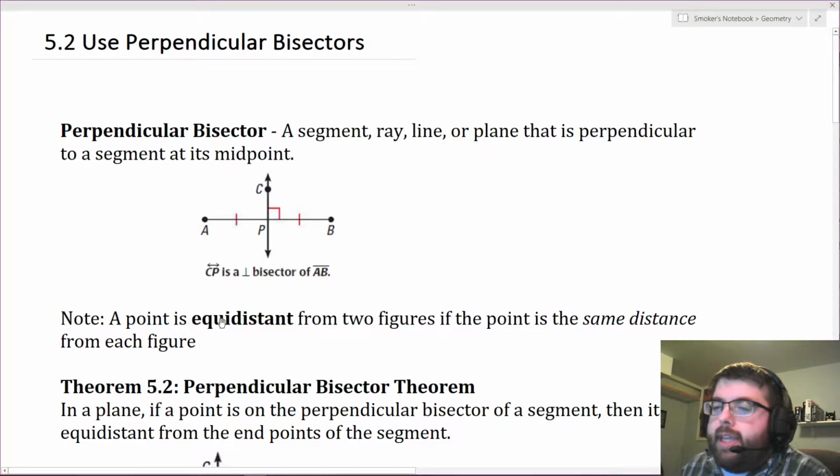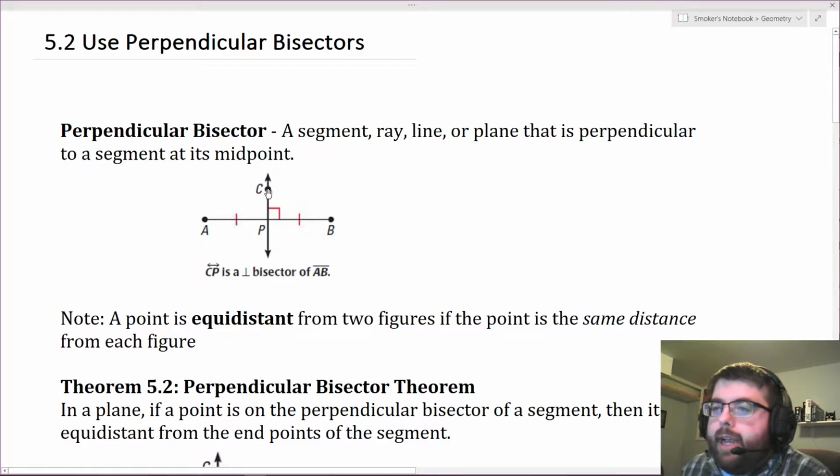So a point is equidistant. So here's another word. There's a lot of terminology here. A point is equidistant from two figures if that point has the same distance from that figure. So of course P will be equidistant from A and B. But what's significant about equidistance? Why do we have that term?